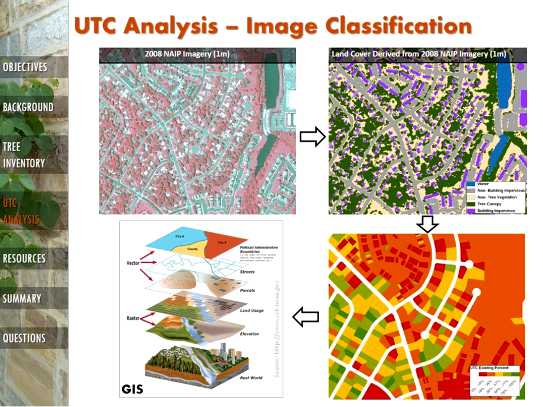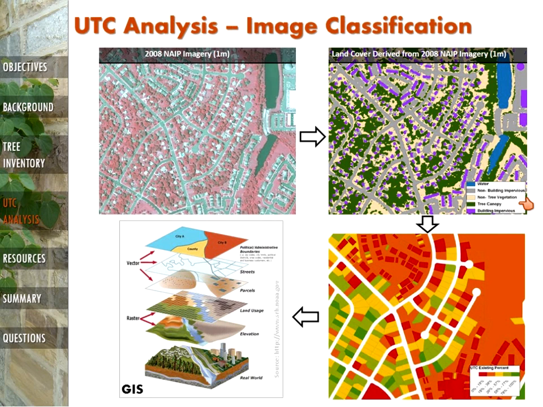So let's look at these two basic methods of UTC analysis in a little more detail. So first of all, talking about this image classification. What we start out with is this aerial imagery. In this example, we have this 2008 NAIP imagery, 1 meter resolution. A computer program is then taught or trained to classify each pixel. And that's what this is. This is land cover that's been derived from that aerial image by a computer program. And you can see from the legend here how it has classified every pixel into these major land cover types.